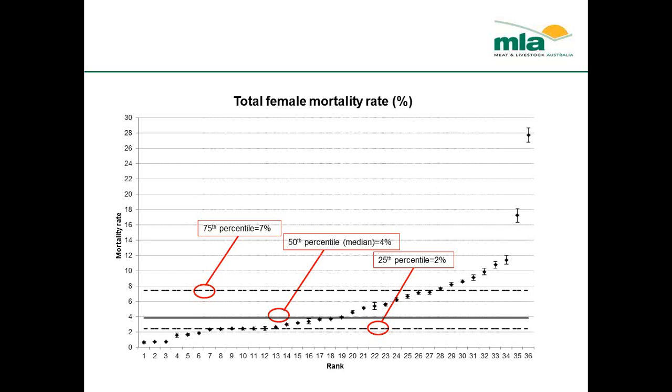What you're looking at now is what the statisticians call a caterpillar plot. It's showing the ranking of all 36 properties from the lowest total female mortality to the highest, from left to right. So it's showing the figures differently. The median is the middle line, labelled the 50th percentile, which is about 4%. The median is not the mean, it's just all the numbers ranked in ascending or descending order. On this plot, the 75th percentile means a quarter of all the mortality rates were above around 7%. The median was around that 4%, and in the lower 25th percentile, a quarter of all the mortality rates for females were below that 2%.